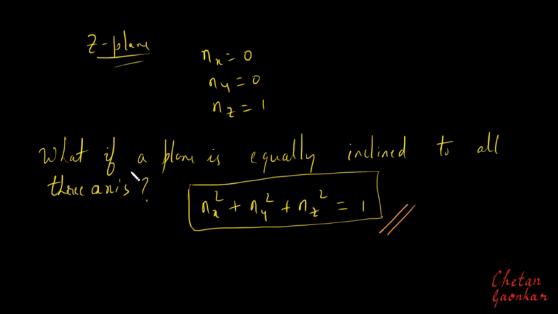So we wanted to find the direction cosines of a plane which is equally inclined to all three axes.